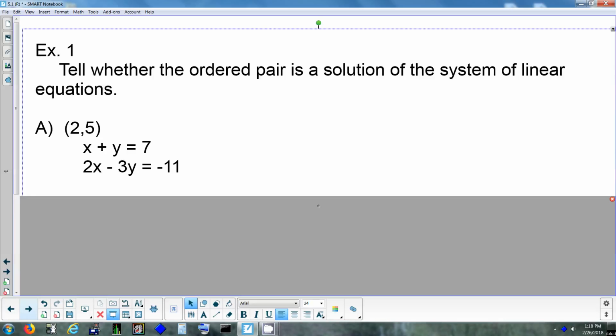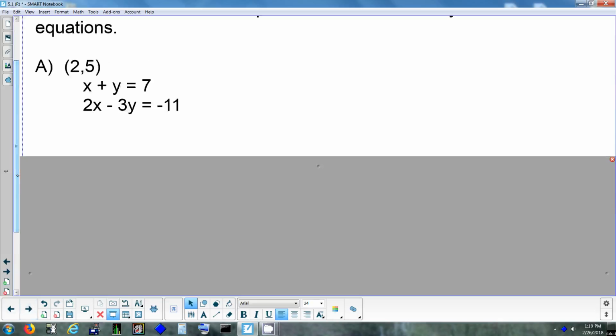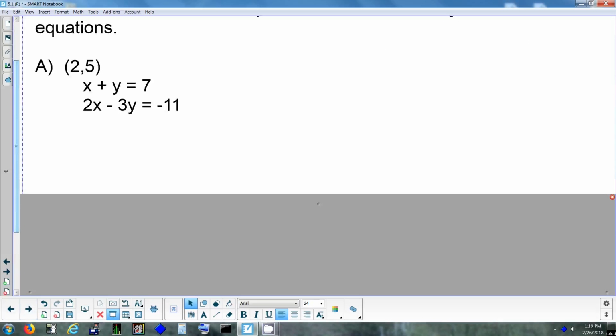Like on a test or on a homework, you would see this whole thing written. You'd see the ordered pair and you'd see the actual system. And we'd ask you, tell whether the ordered pair is a solution of the linear system. It's either going to be yes or it's going to be no. But again, you got to do the work to figure that out. Now that we just said, you have to plug in the numbers, like we talked about. We figured out how to do these types of problems. I'll scroll down a little bit.